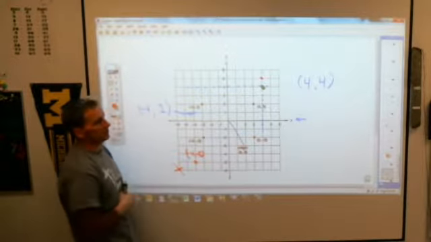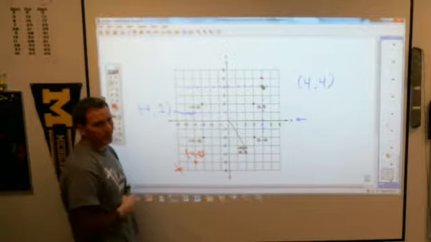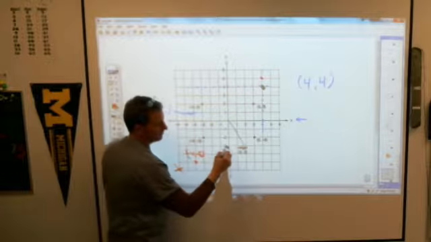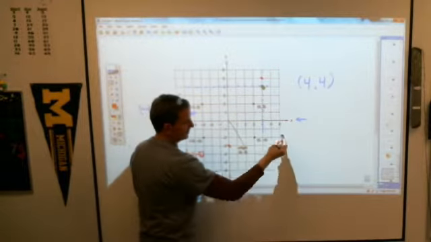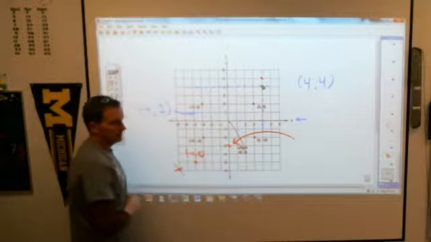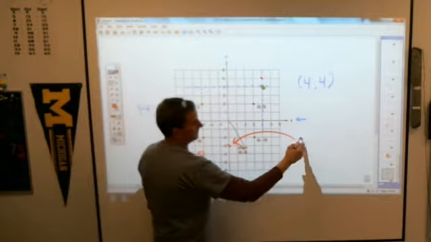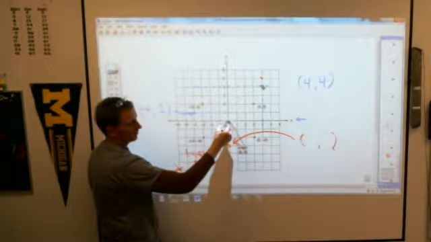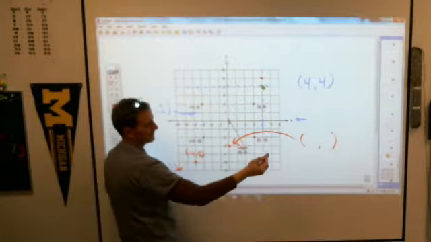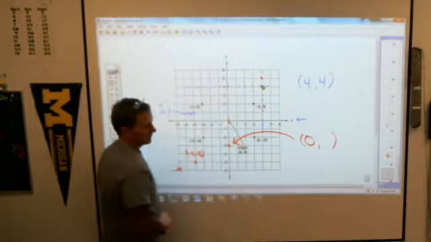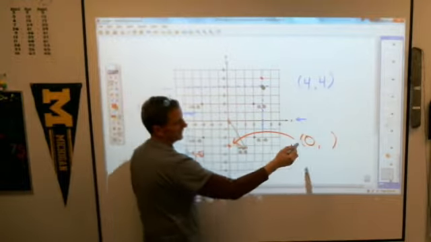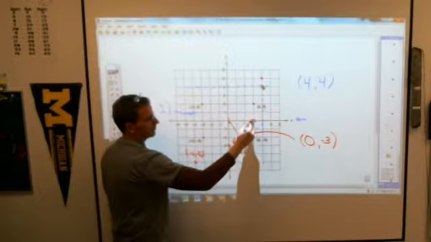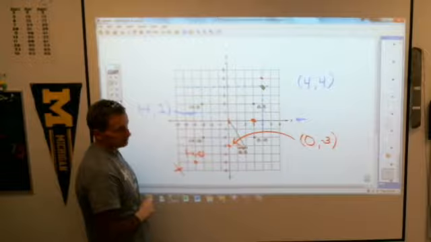Now, where people get confused, ladies and gentlemen, is when numbers fall right on the axes themselves. For example, if I put this dot right here and I ask you for that ordered pair, what is that ordered pair? Again, you think about where it crosses the x-axis. It crosses the x-axis at 0, and it crosses the y-axis at negative 3. Or what is that coordinate, Charlie?